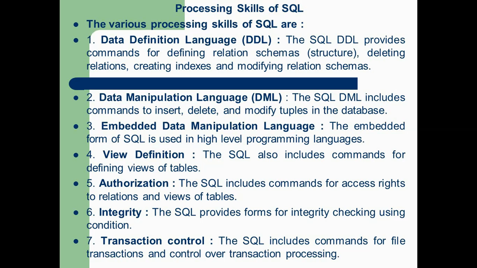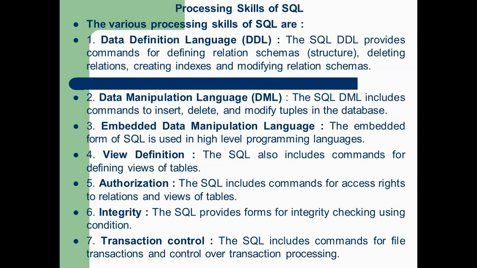In any table, a row is also called a record, and a record is also called a tuple. Tuples consist of many pieces of data with different data types, and each piece of data is related to the others. The third skill is embedded data manipulation. It is a high level programming language which we are going to discuss in this chapter.